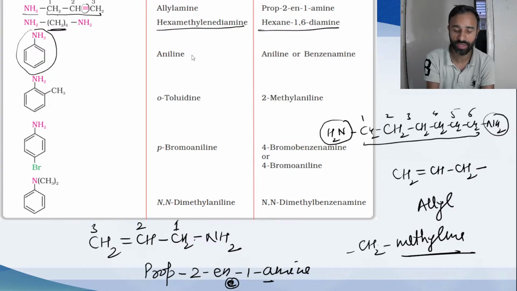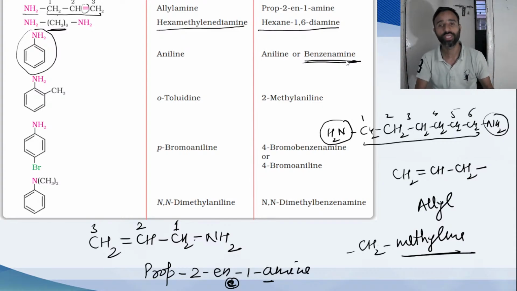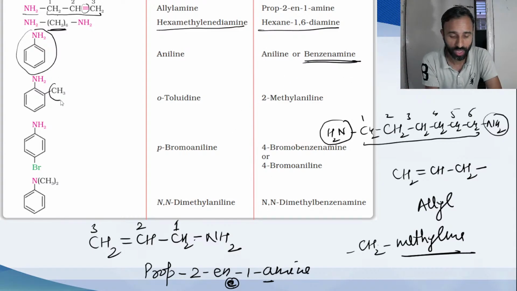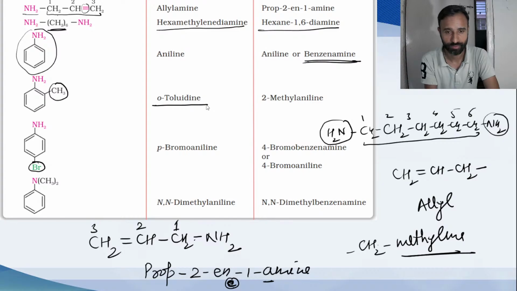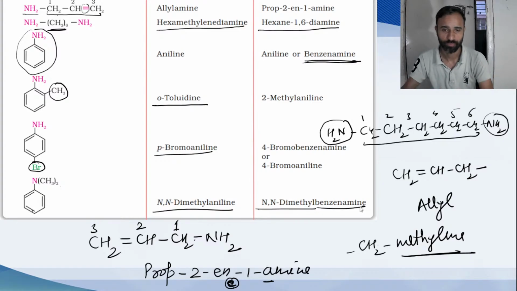And what is the name of this compound? This is aniline, or we can say it as benzenamine. Aniline is the IUPAC recommended name, or we can say it as benzenamine. Next, 2-methylaniline, 4-bromoaniline, and common names are ortho-toluidine and para-bromoaniline. Next is N,N-dimethylaniline, N,N-dimethylaniline as well as benzenamine. Okay.